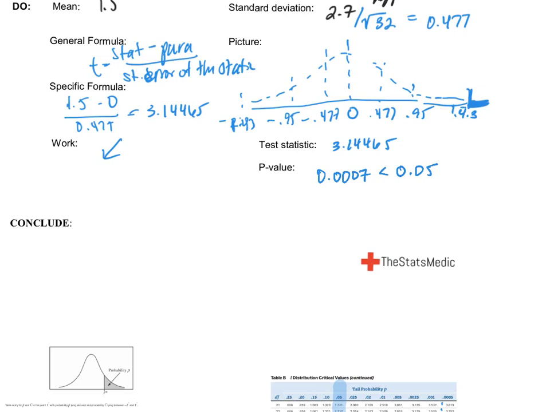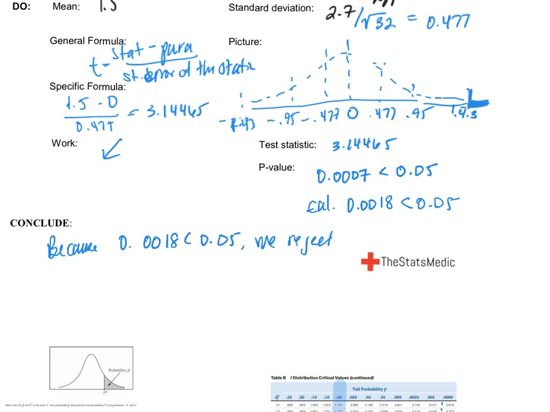And I want greater than 0. Which actually got me a value of 0.0018. So my calculator, 0.0018, which still is way less than 0.05. So how do we conclude this? Because 0.0018 is less than 0.05, we reject the null hypothesis.